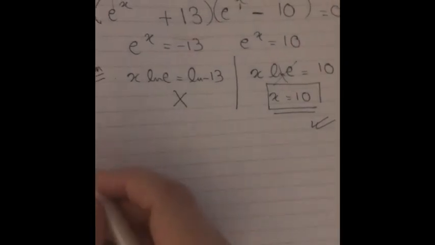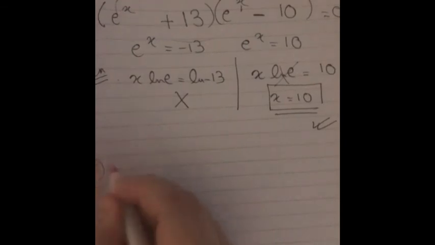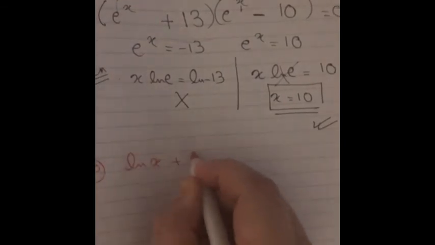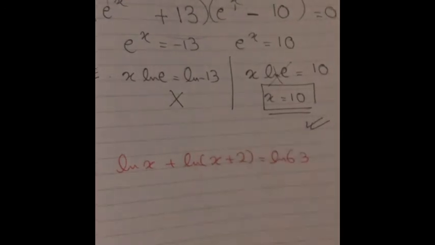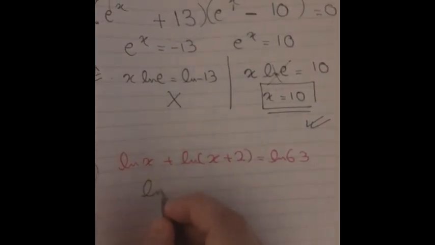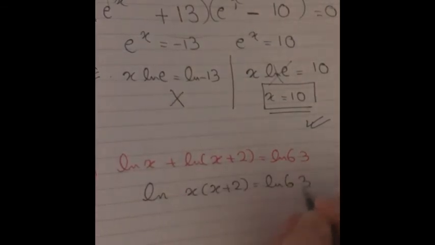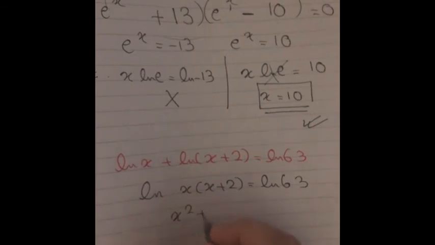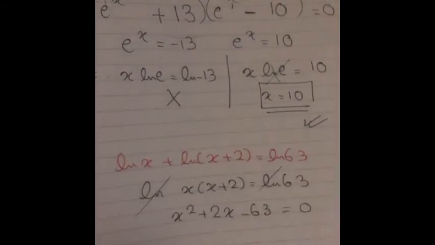Okay, let me solve another one which has ln, like over here I have ln x plus ln (x plus 2) equals ln 63. Again, as we did with logarithms, ln is also a logarithm. So ln x times (x plus 2) equals ln 63. So x squared plus 2x minus 63 equals 0. I cancel the ln together.